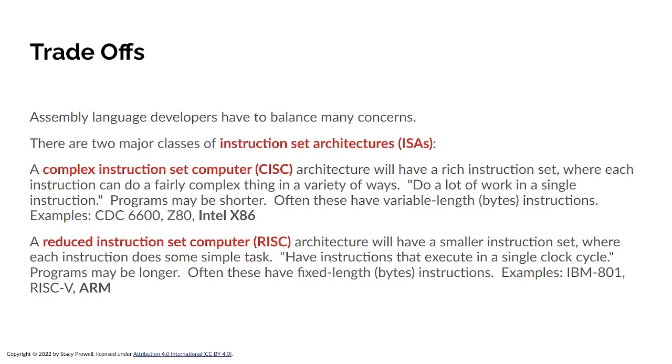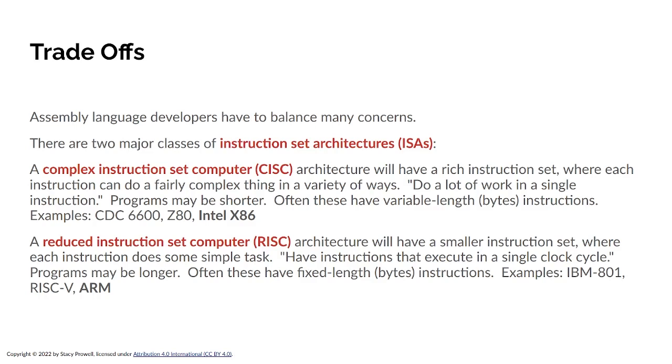And so we have two major strains. We have the complex instruction set computer, with a rich instruction set, where typically instructions can vary in length. So you can have very common instructions be only a single byte or maybe 2 bytes, and less common instructions can be longer because they're just less common. And so you have variable length instructions. The CDC 6600 is an example of this. The Z80, a very influential processor which dominated for a long time, and then the Intel x86.